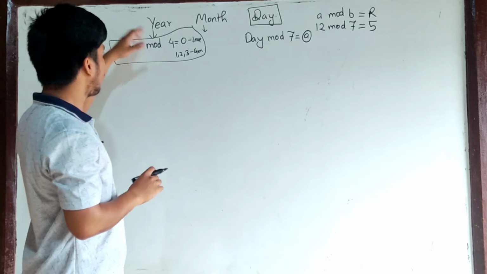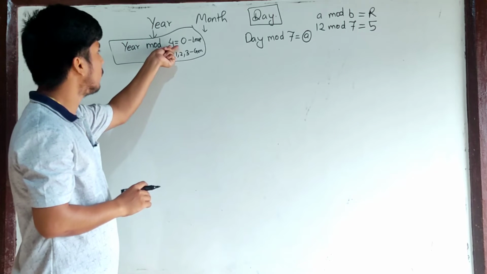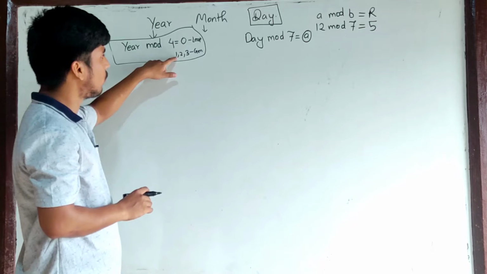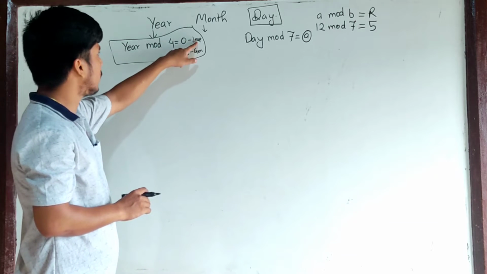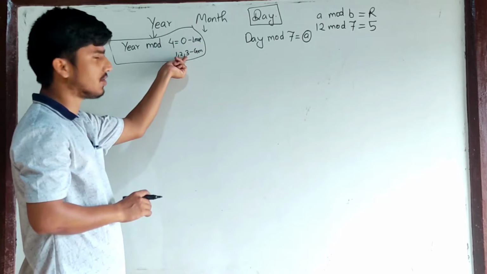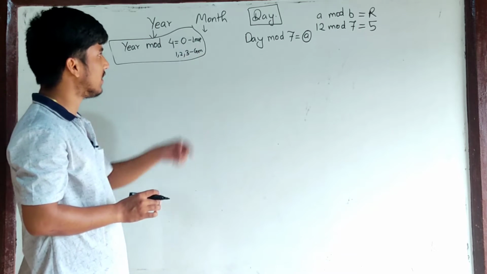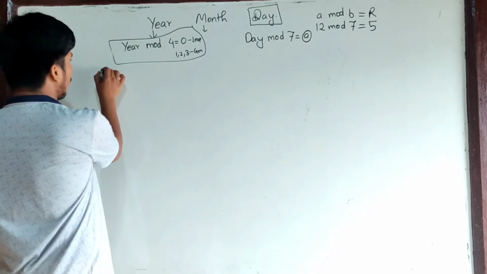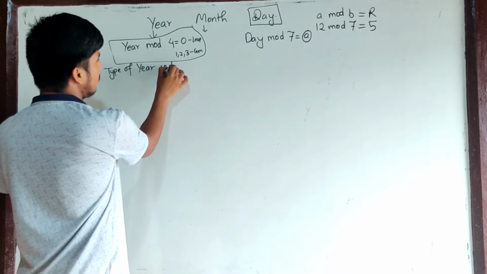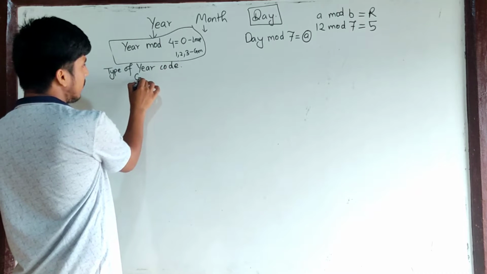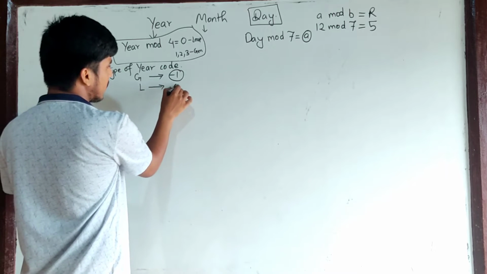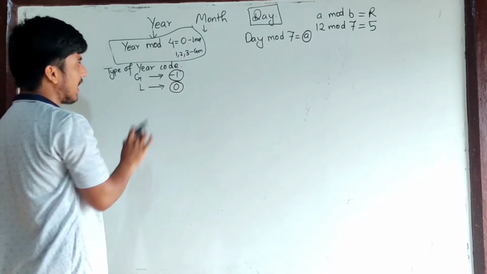That's it. So first we perform year mod 4, and this will give us either 0 or 1, 2, 3. If it's 0, then we are sure that the year is a leap year, and if it's non-zero, either 1, 2, or 3, then it's a general year. Now we assign the code for the type of year. If it's a general year, we assign the code -1. If it's a leap year, we assign the code 0. This is for the type of year.